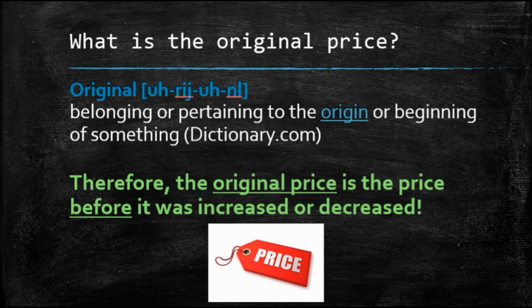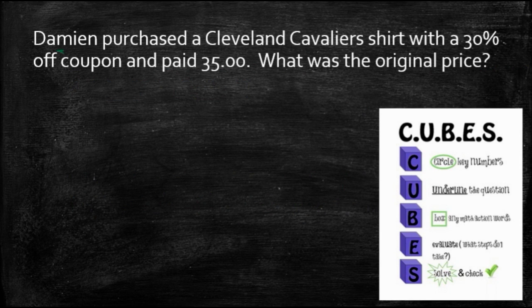So let's look at an example here. Damien purchased a Cleveland Cavaliers shirt with a 30% off coupon and paid $35. What was the original price? So let's go ahead and use our cube strategy that all of us should be using anytime we work with these problems, with any word problem actually. So we're going to circle our numbers. We have 30% here. We have $35 here. So that looks like we've covered all of our numbers. We're going to underline the question.